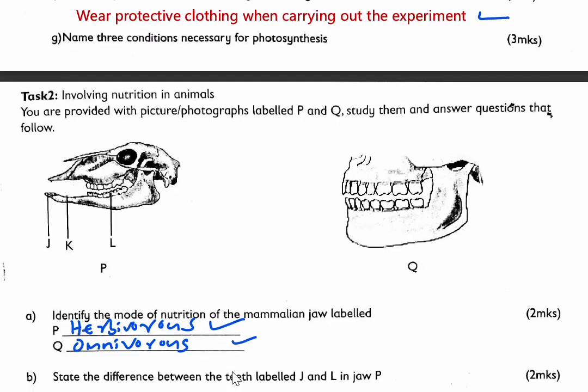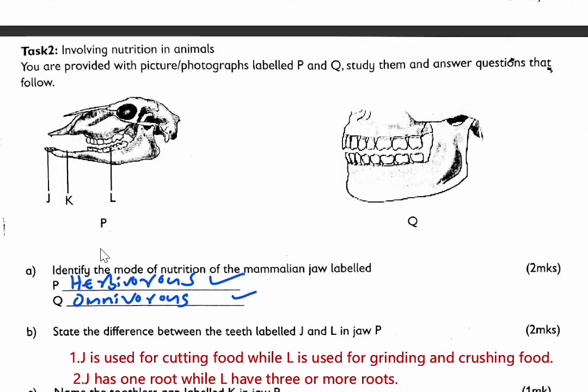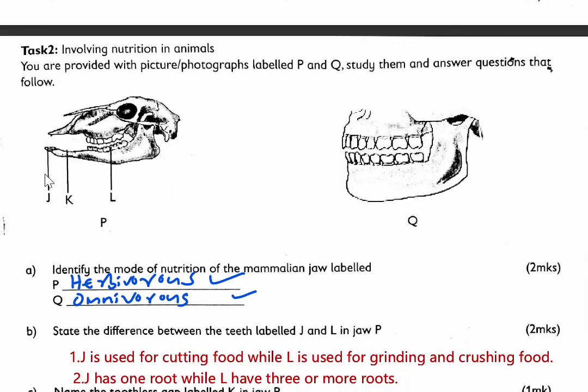Part B, state the difference between the teeth labeled J and L in jaw P. You can see J is the incisor, and L is the molar. So what are the differences? You can give the differences in terms of function or even structure. We're going to start with function. The incisor J is used for cutting food, while L is used for grinding and crushing food. That is true.